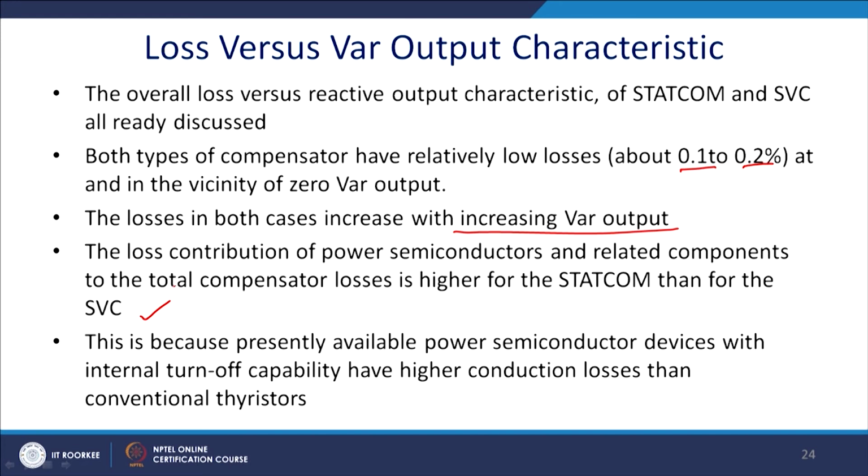This is because presently available power semiconductor devices with internal turn-off capability have higher conduction loss than the thyristors, but we now have materials coming with silicon carbide and all those things. There, this situation may change soon. Also, the switching losses with forced current interruption tend to involve more loss than natural commutation. So, turn-off loss will be there.